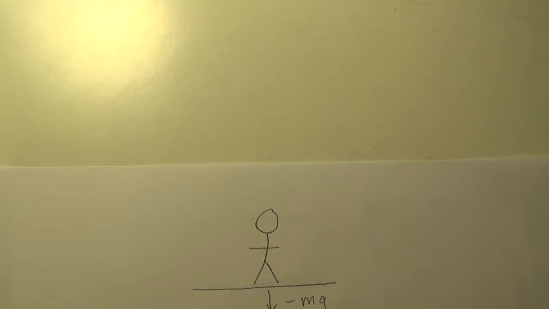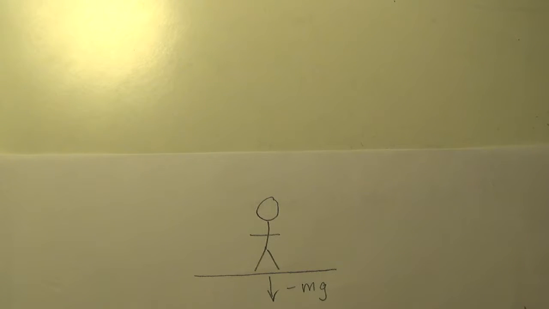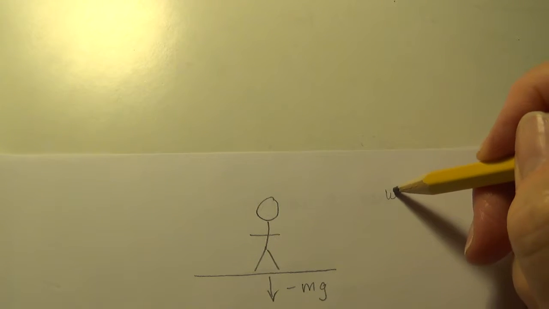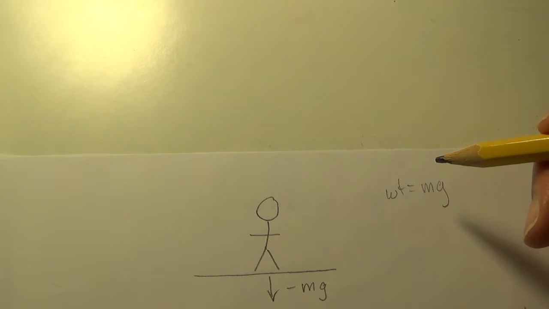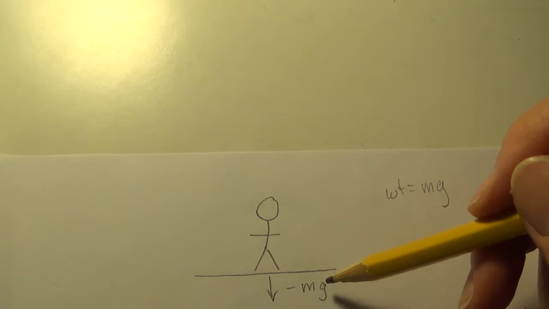Okay, here we are on day 2 of this mod, and we are looking this time at a new force. So we know force equals ma, and we have come upon the fact that a weight is mg. So we have weight equals mg. When we talk about weight, it's understood that weight is downward. So I put in the negative sign.